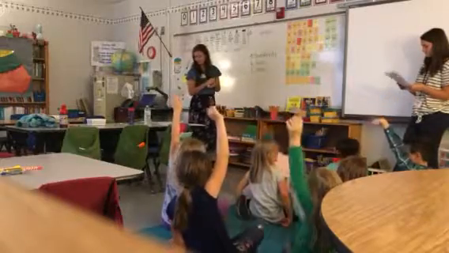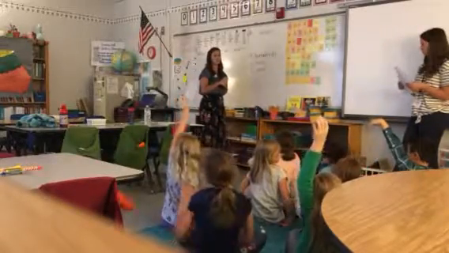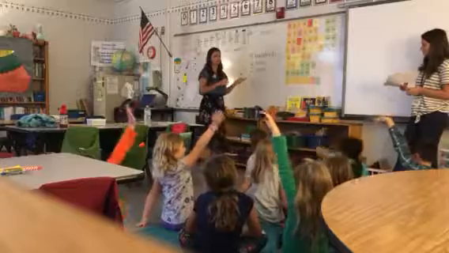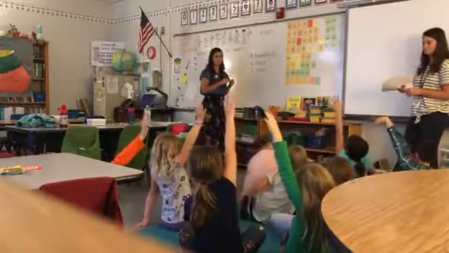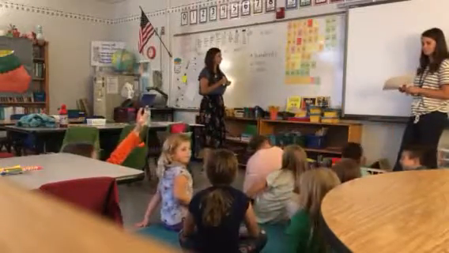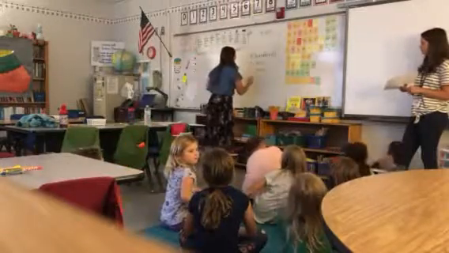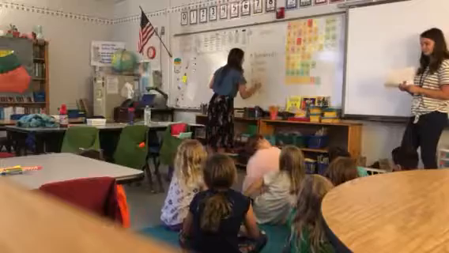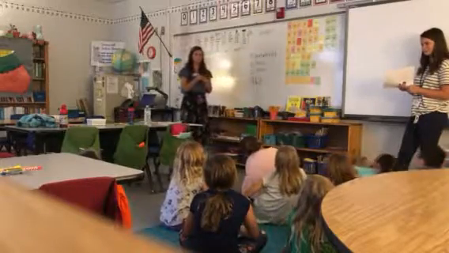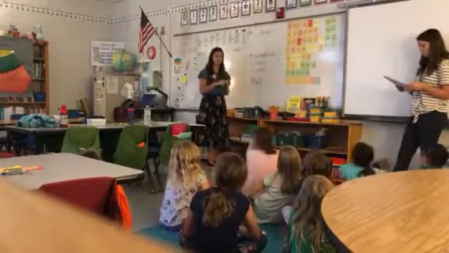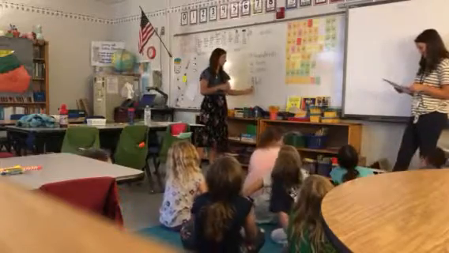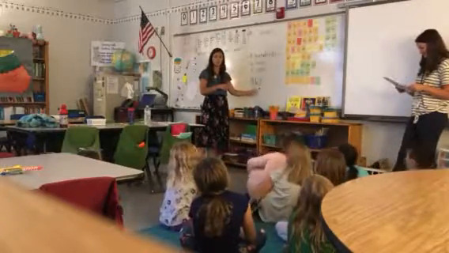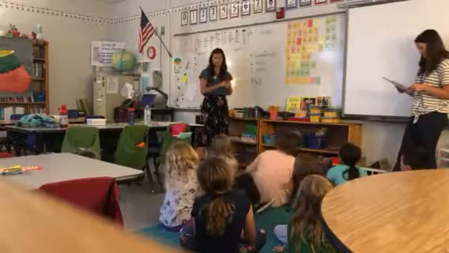Think about it. What number would this represent? 462. How did you know that? Because there's 400, 6 tens, and 2 ones. Right, so it really matters where the numbers fall in their order so you know what they represent.